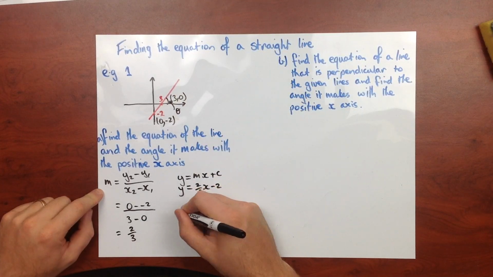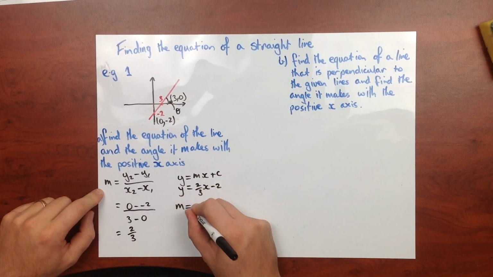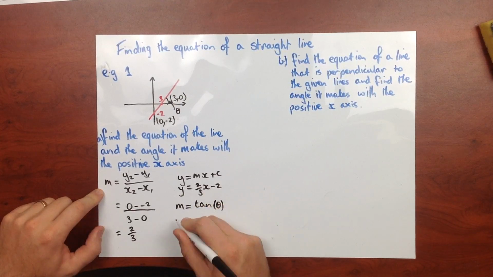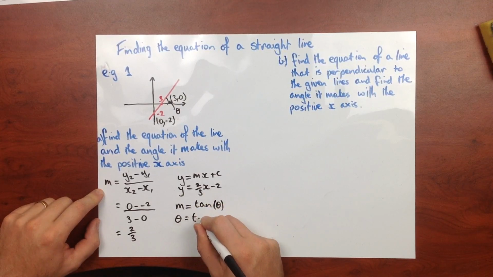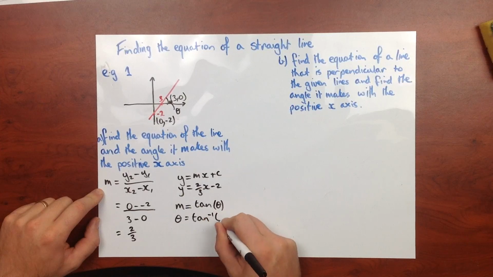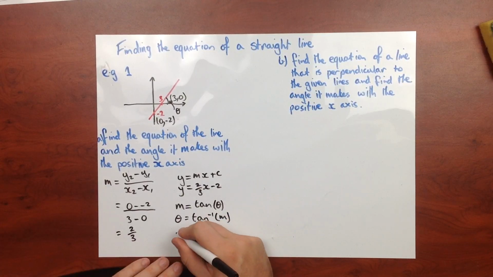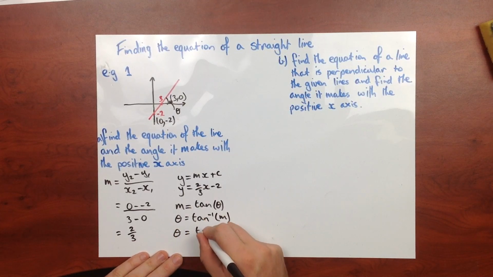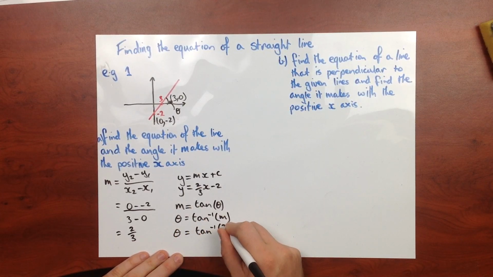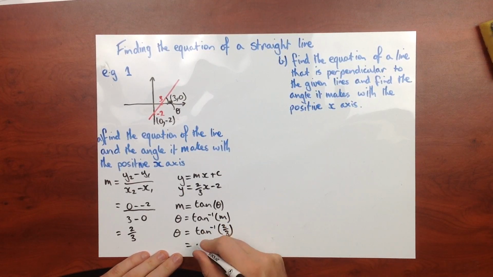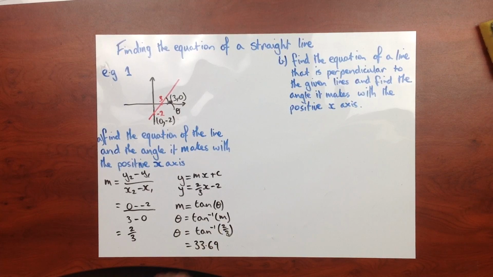Remember that we've got the rule m equals tan theta. So that means that theta equals inverse tan of m. Okay, so we know now that theta will equal inverse tan of 2/3. And that's going to give us a value of 33.69. I worked that one out before for us.